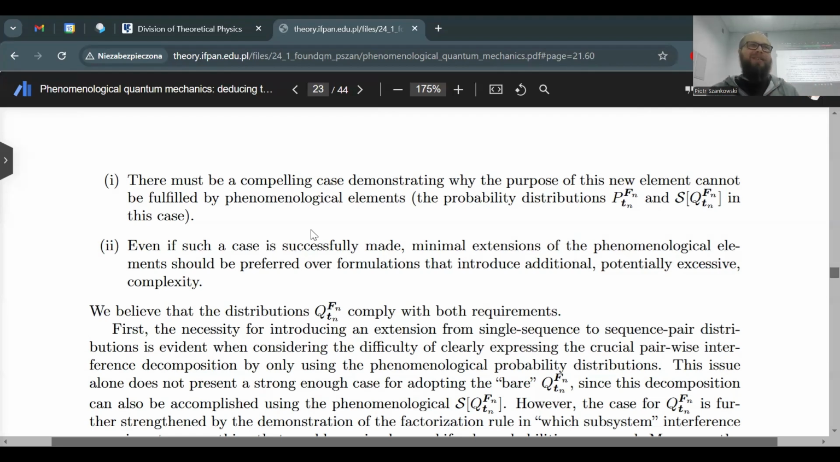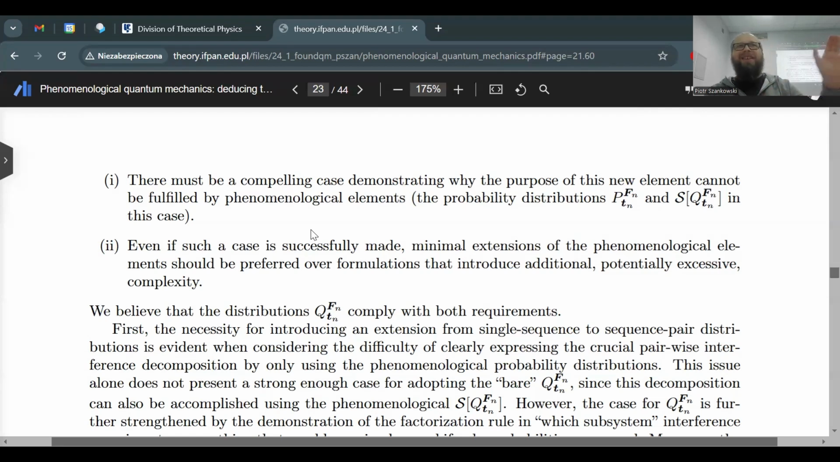But there is a second condition. Even if such a case is successfully made, so you argued successfully that you need something new, minimal extensions of phenomenological elements should be preferred over formulations that introduce additional, potentially excessive complexity. So you have to need something, but still you have to keep it simple. Keep it as close to phenomenology as possible, okay? These sound like reasonable asks, okay?